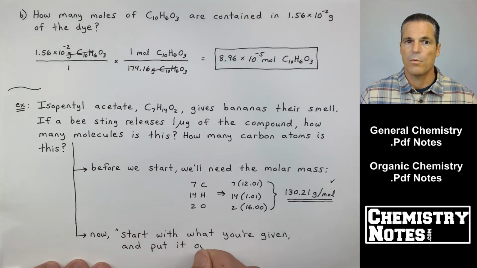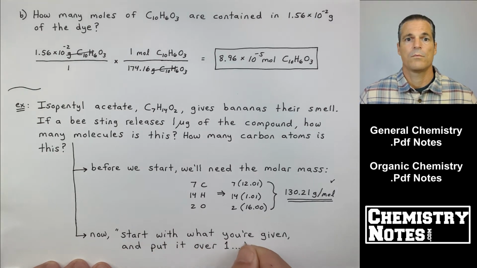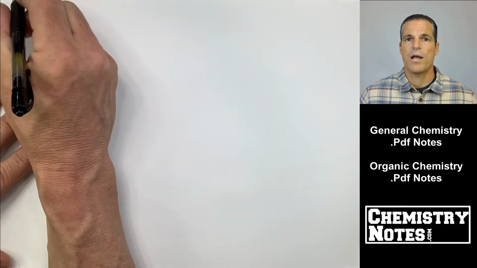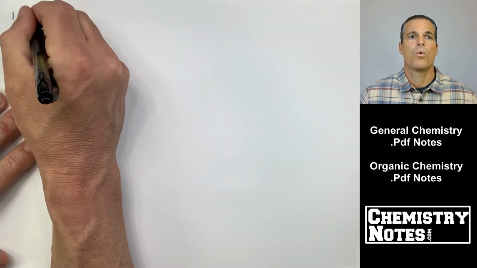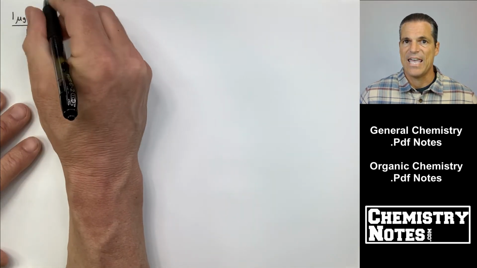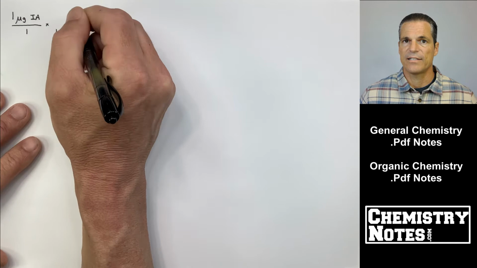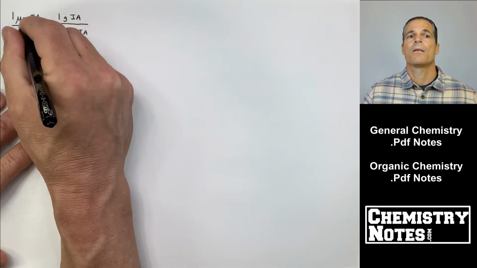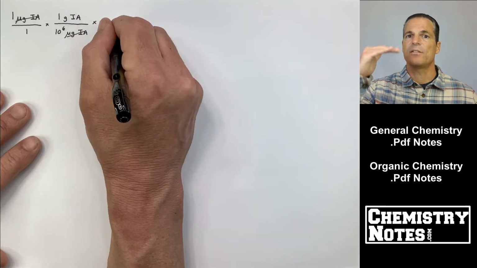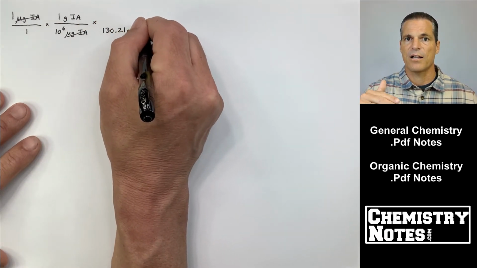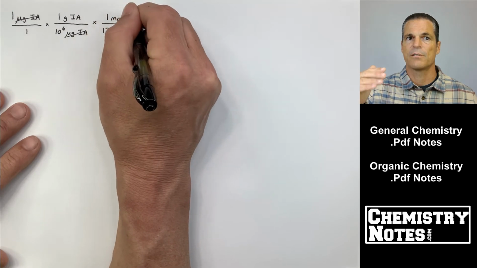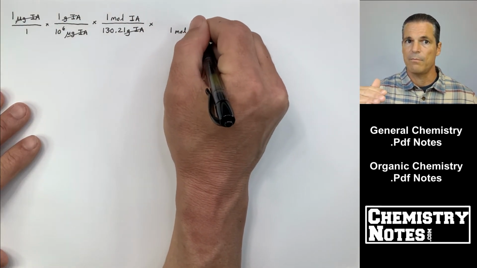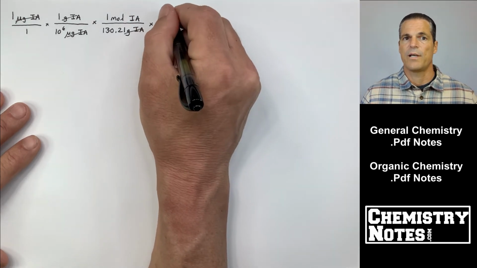Now we can start with what we're given and put it over 1. We're not given much. We're given 1 microgram. I'm not just going to write 1 microgram. I'm going to write 1 microgram of IA, isopentyl acetate. If you want to write C7H14O3, you can do that too. 10 to the 6 micrograms is 1 gram. That gets me out of those yucky micrograms into grams. Divide by the molar mass, so I got 130.21 grams on the bottom for every 1 mole of isopentyl acetate.